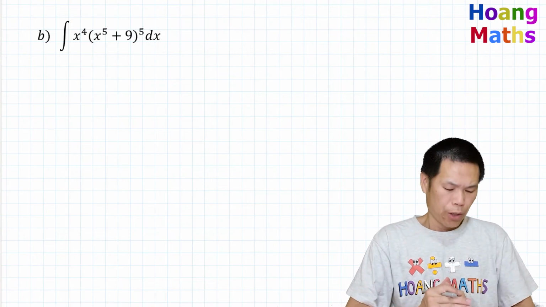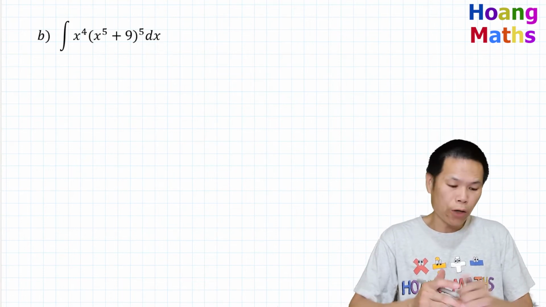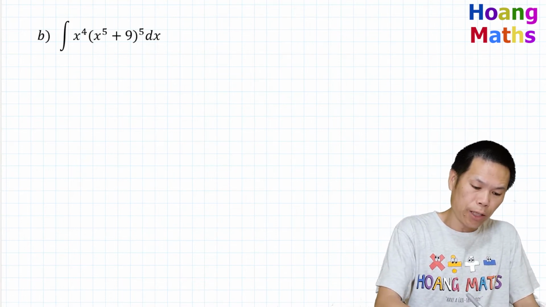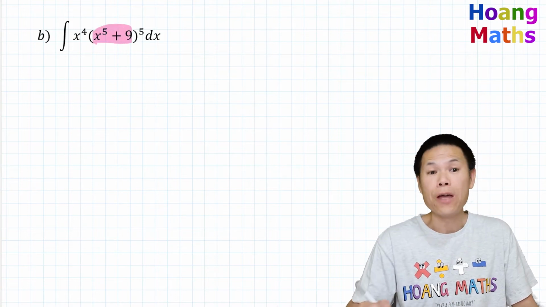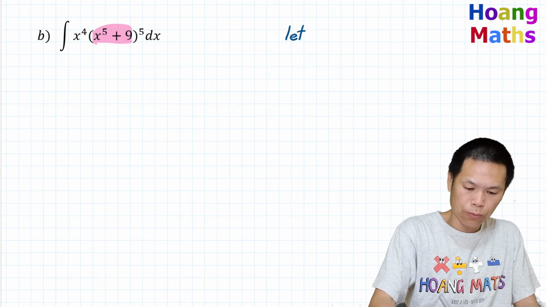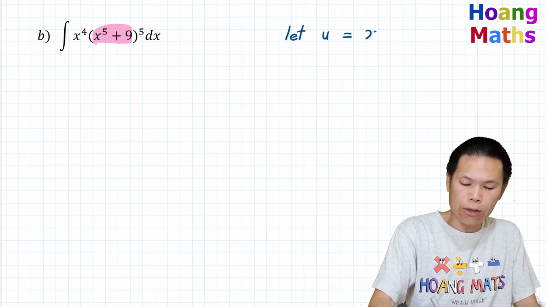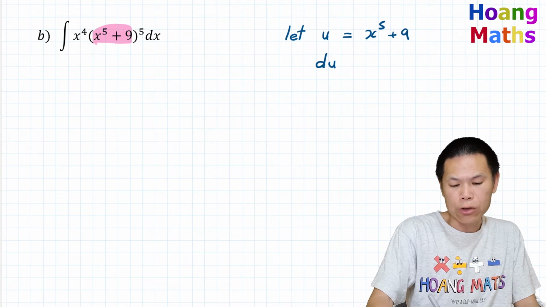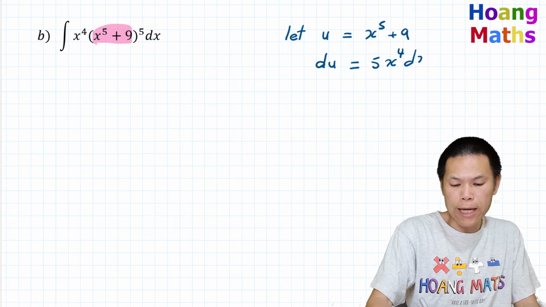Part B. So first of all, we're going to let u is x to the power 5 plus 9. So let u is equal to x to the power 5 plus 9. And we differentiate that. So du equals 5x to the power 4 dx.